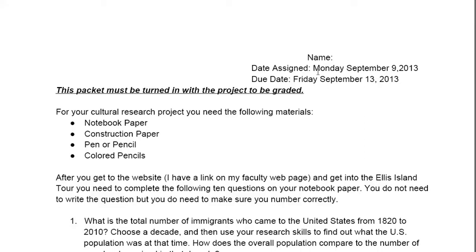So the materials that you're going to need are construction paper, notebook paper, a pen or pencil, and colored pencils, and those are the materials you'll need for the entire project. Remember, our construction paper is something that was provided to you in class. So I have a link on my faculty website that'll get you into the website, and it'll get you straight to where you need to be.